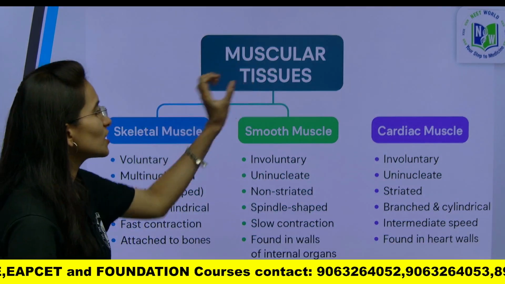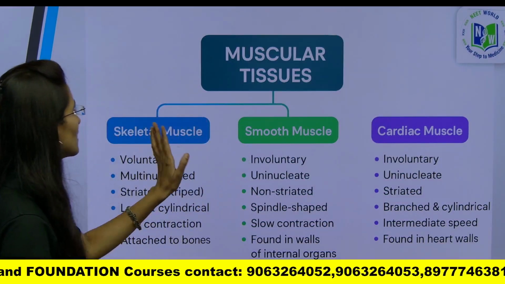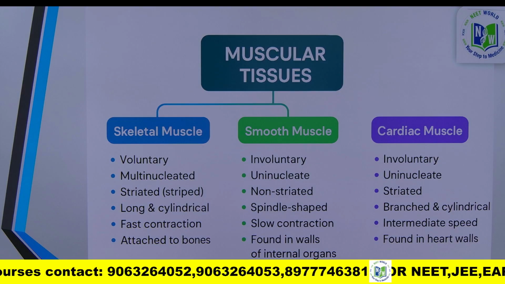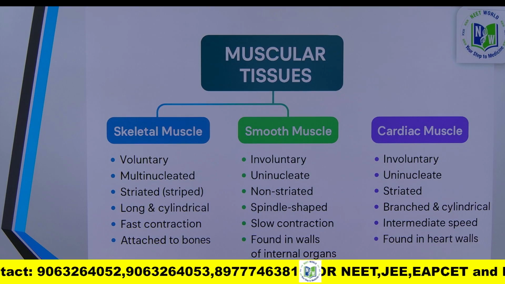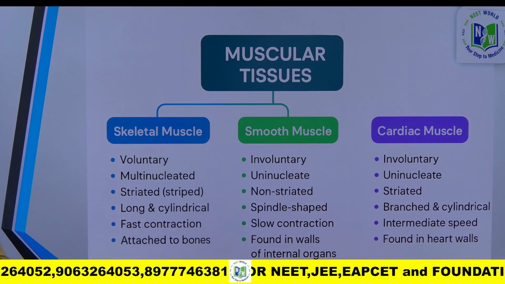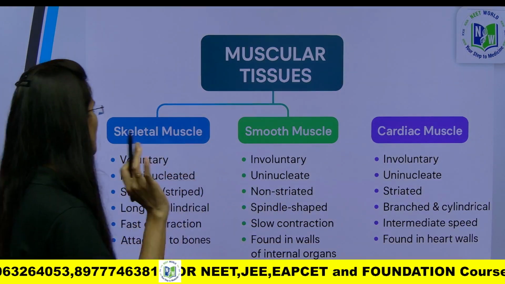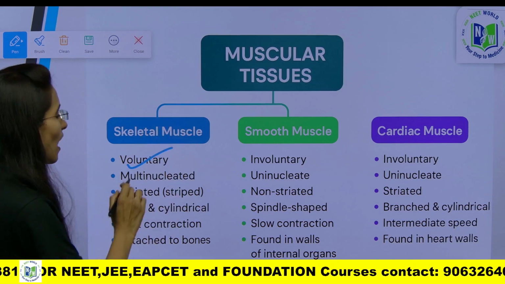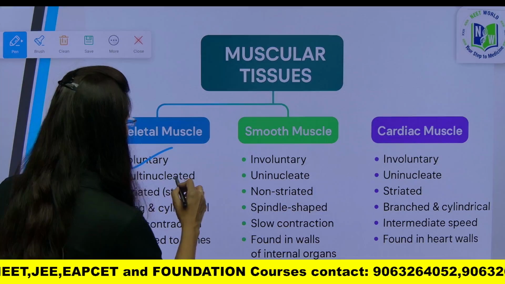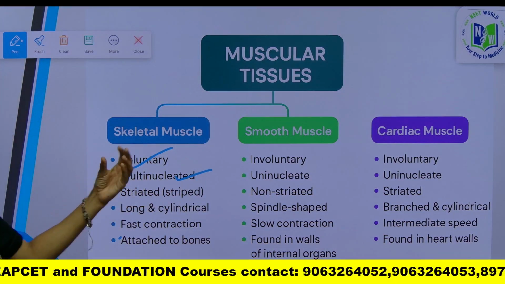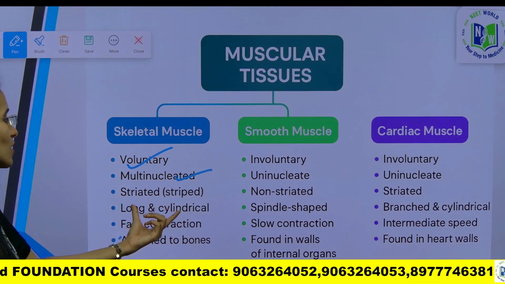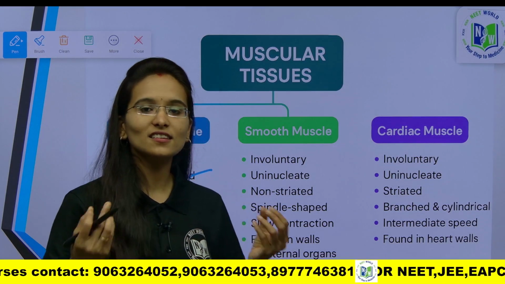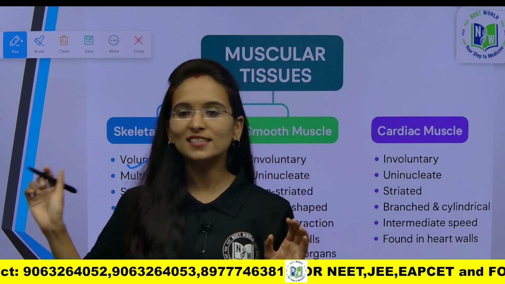Yes. So muscular tissues are divided into three types: skeletal, smooth muscles, and the next one is the cardiac muscles. The skeletal muscles are voluntary in nature. You all have to remember all these points, students. Based on these, now we are going to solve the MCQs and PYQs also. These are voluntary in nature, and these are multinucleate. Next, these are striated, which means alternate light and dark bands are present. These are long and cylindrical. Next, they show fast contraction, and these are always attached to our bones. Okay, this is skeletal muscle.